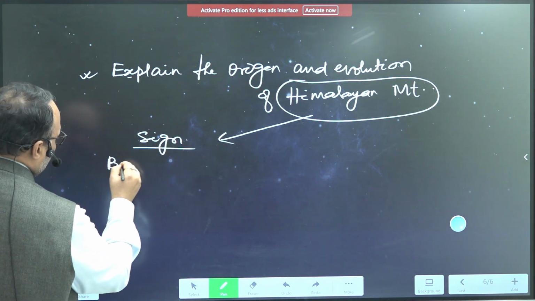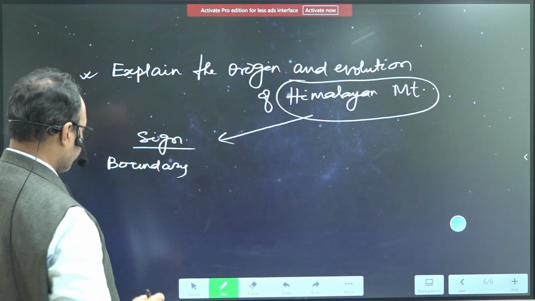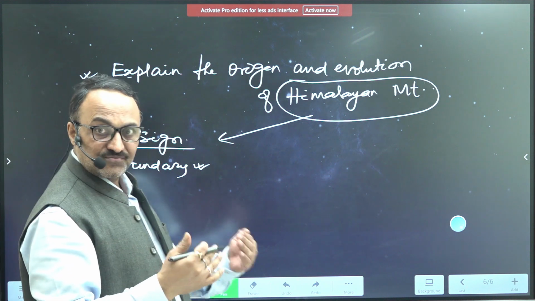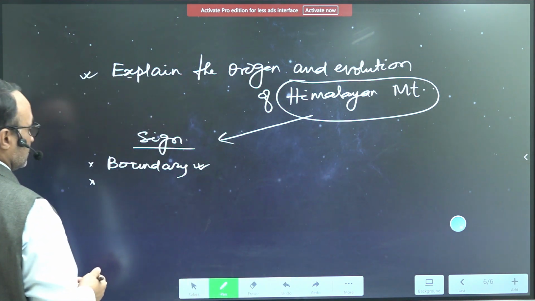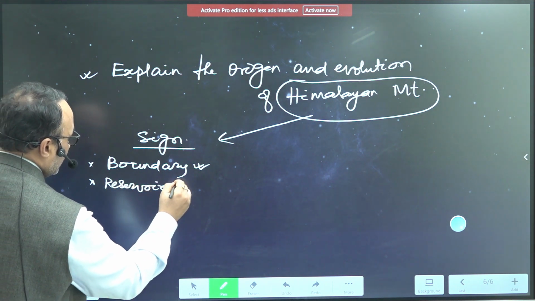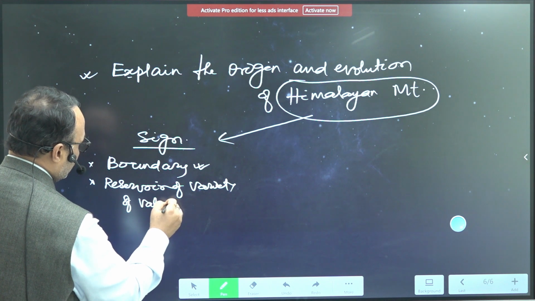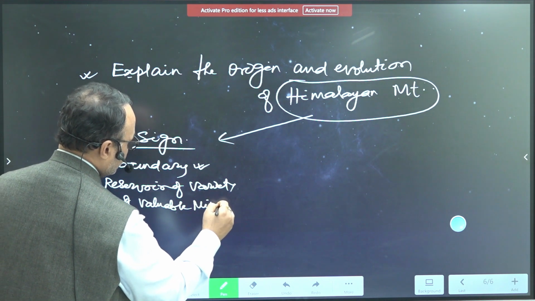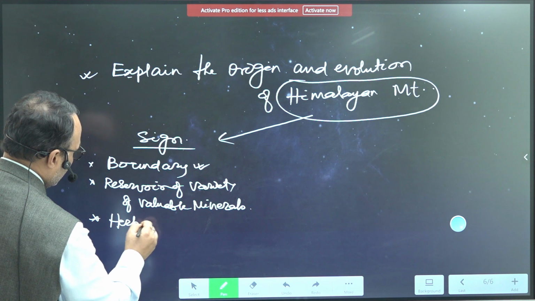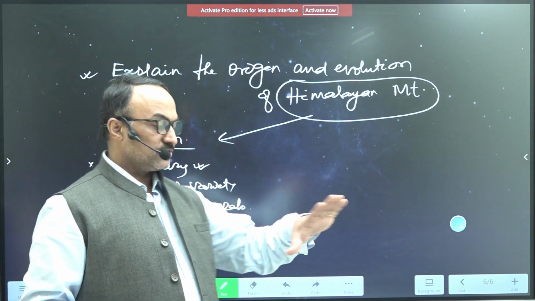As a boundary between China and Pakistan, it forms a major boundary, and it saves India from outside countries' intrusion. Then it is the reservoir of a variety of valuable minerals. Then a variety of herbal plants that are widely used in medication are stored in the entire Himalayan ranges.